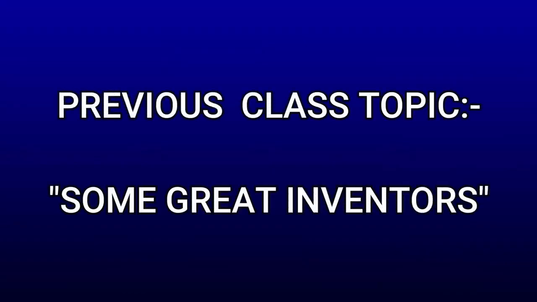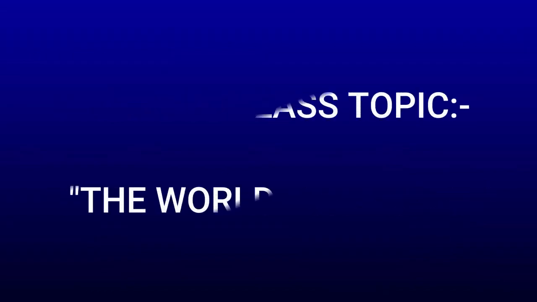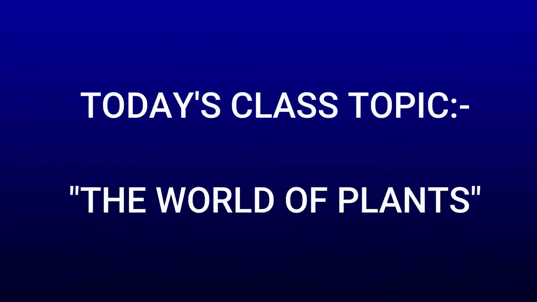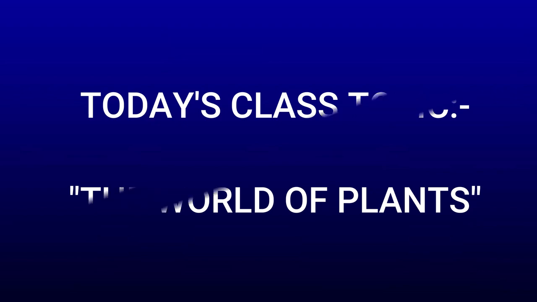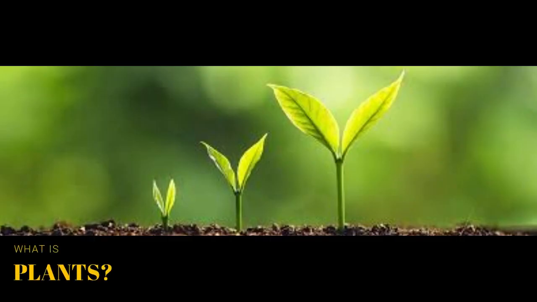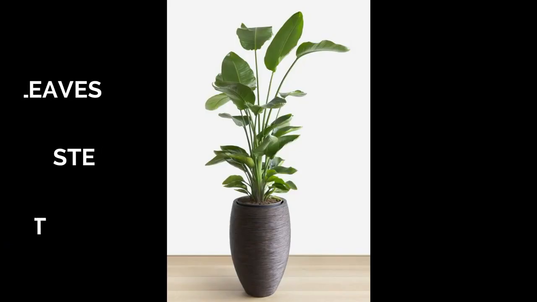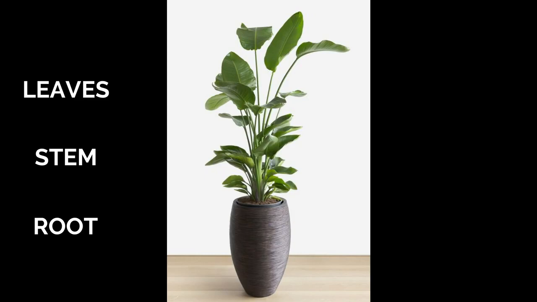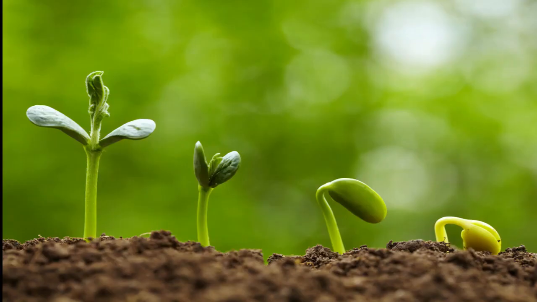Children, in the previous class I taught you about some great inventors, and today I will teach you about the world of plants. Children, first I will explain to you what a plant is. A plant is a living thing that grows in the earth and has a stem, leaves and roots etc. When someone plants land with a particular type of plants or crop, they put plants, seeds or young trees into the land to grow there.